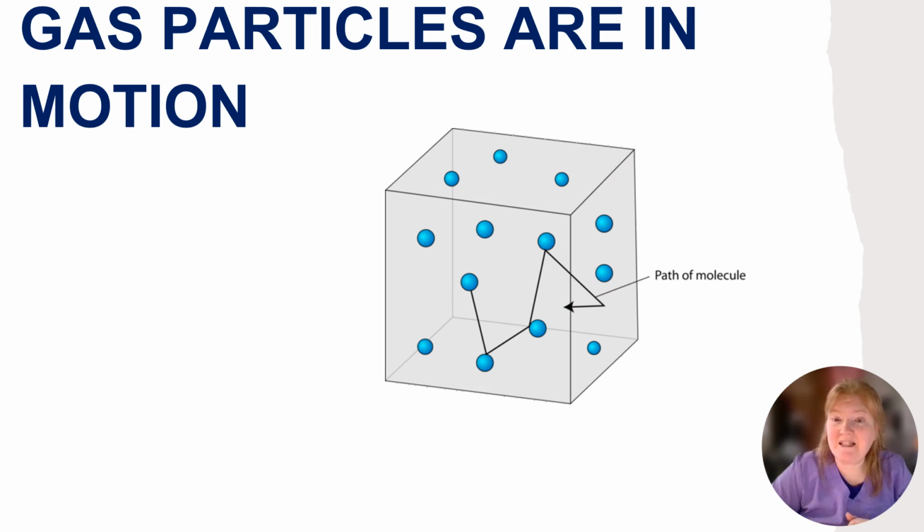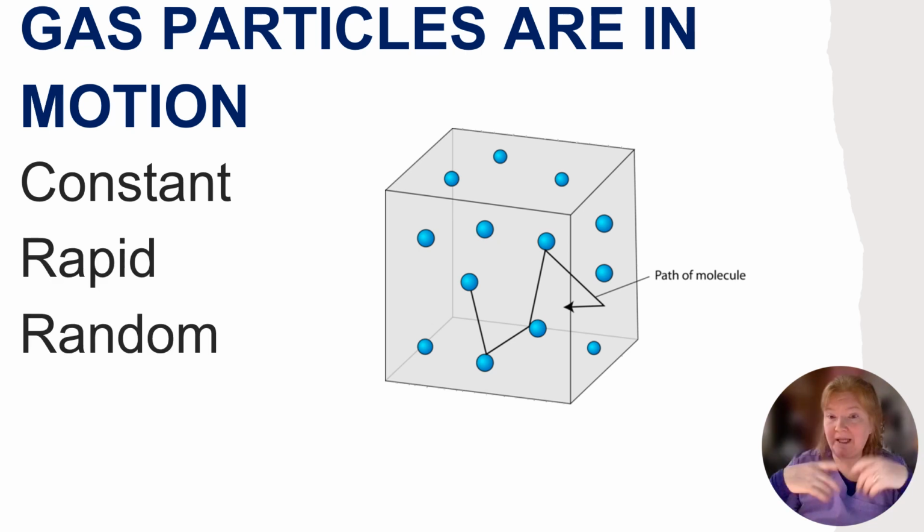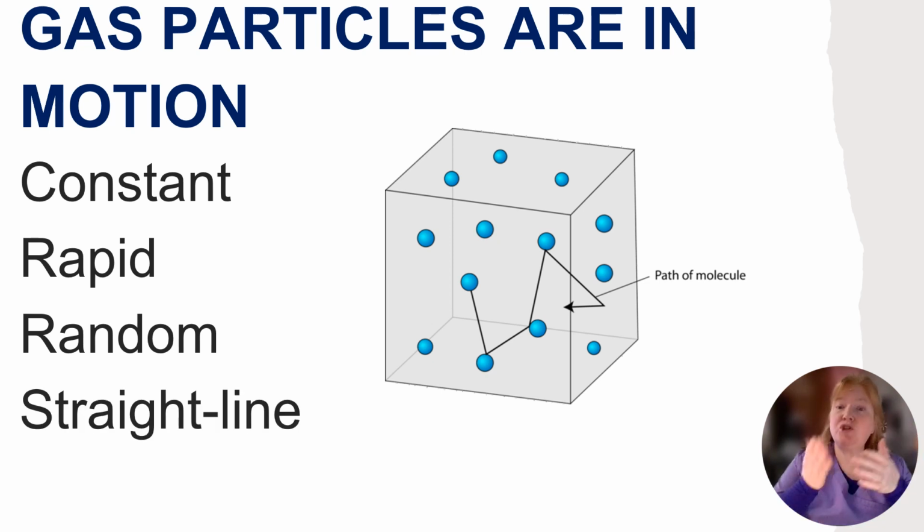So first, gas particles are in motion. What kind of motion? Constant, never stopping. Rapid, moving fast. Random, so they don't have a planned out route. And straight line, so not curved. So constant, rapid, random, straight line.